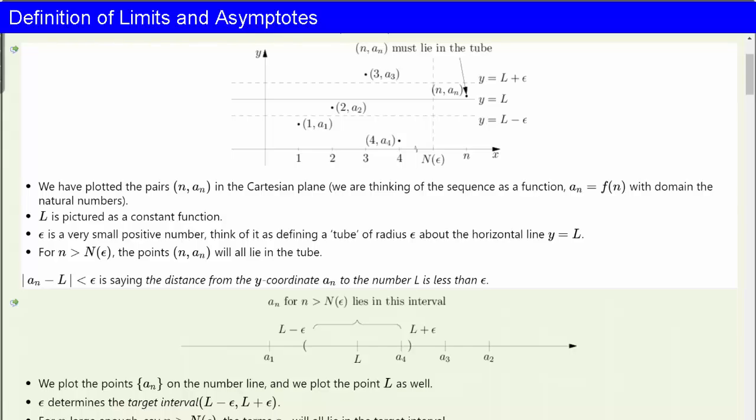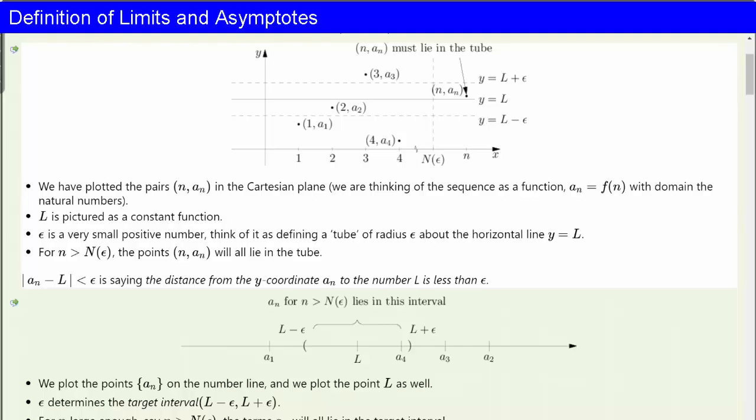Think of the number epsilon as a very small number defining a tube of radius epsilon about the horizontal line y equals L. Then our definition of limit says that eventually, that is for n beyond capital N sub epsilon, the points will all lie in the tube. If you change epsilon, then N of epsilon may have to change. This visualization is using the fact that the statement absolute value of a_n minus L less than epsilon is saying that the distance from the y-coordinate a_n to the number L is less than epsilon.